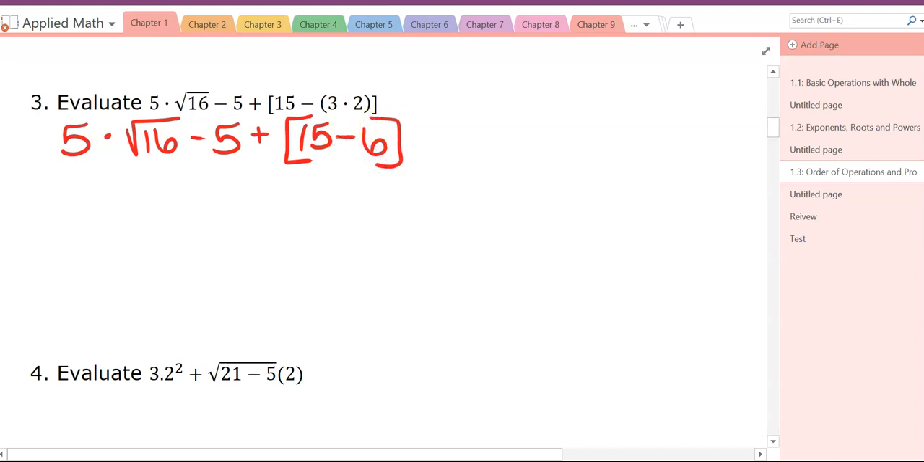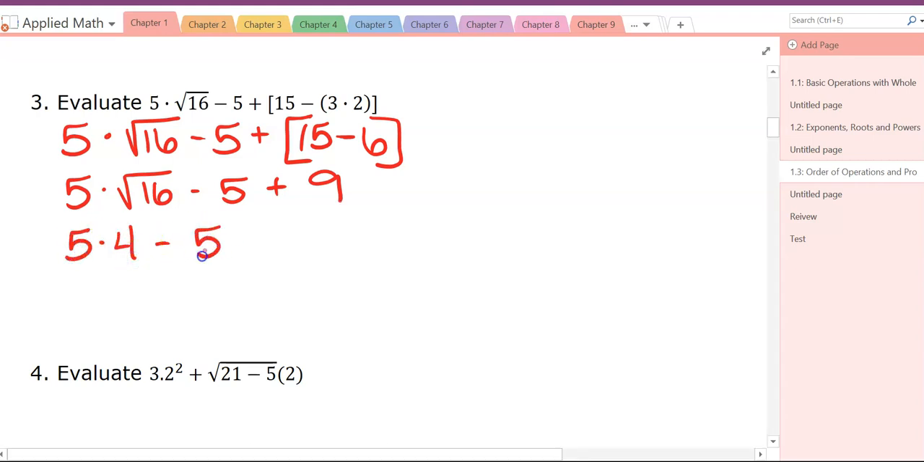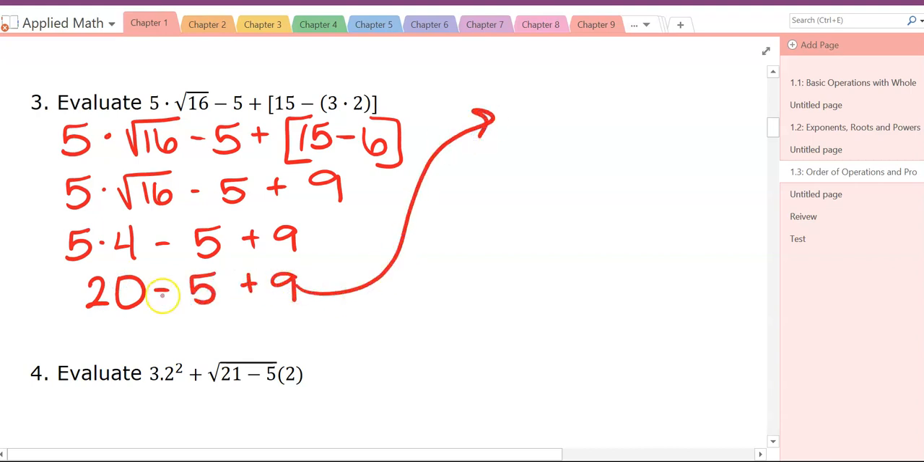So let's simplify that. So we have 5 times the square root of 16 minus 5 plus 9. Next would be to do the square root because that falls underneath the exponents. So we have 5 times 4 minus 5 plus 9. 5 times 4 would come next because that's multiplication, so 20 minus 5 plus 9. Bringing it up here, 20 minus 5 is going to be 15. Add 9, and we get 24.